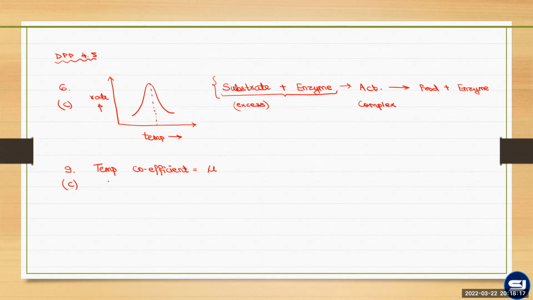अब टेम्परेचर कोएफिशिएंट कैलकुलेट करने का एक फॉर्मूला भी है. The formula is the rate: R2 by R1 is equal to the temperature coefficient raised to delta T by 10. Why are we taking delta T by 10? Because this temperature coefficient is defined for every 10 degree rise in temperature. It's always every 10 degrees. मतलब हर 10 डिग्री में अगर वो डबल हो रहा है तो टेम्परेचर कोएफिशिएंट डबल होगा. अगर वो ट्रिपल हो रहा है तो टेम्परेचर कोएफिशिएंट ट्रिपल होगा.